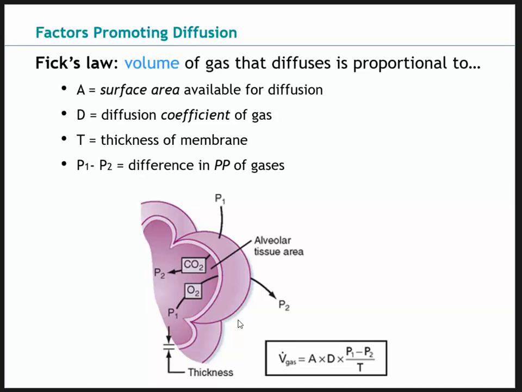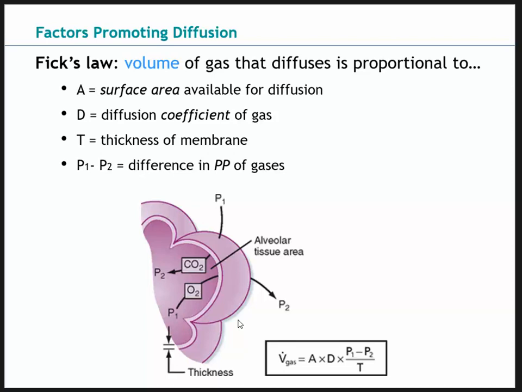And then last is partial pressures: the difference in partial pressure of gases on opposite sides of a membrane. We have on one side a capillary wall, the other is the alveoli wall. The amount of oxygen diffusing through the membrane depends on the partial pressure difference between the opposite sides of those 2 membranes. So let's give an example.